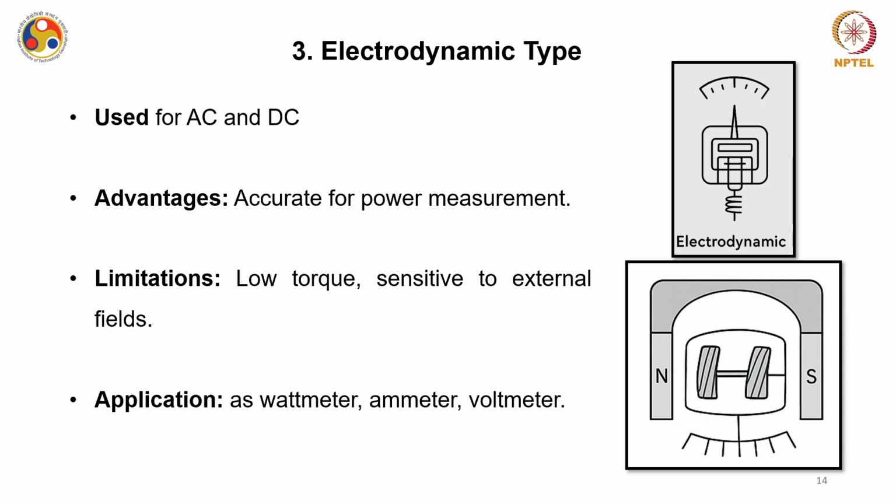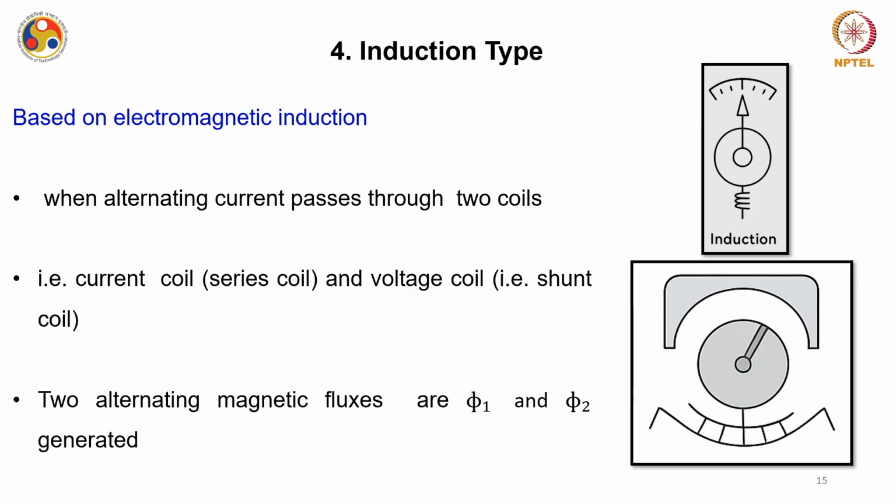Okay, however, they are limited by their low torque and their low sensitivity to external fields. Okay, but they are basically utilized as wattmeters. They can of course also be used as ammeter and voltmeter, but their main application is in the wattmeters. Okay, then we have the induction type of instrument that we will discuss in this course.